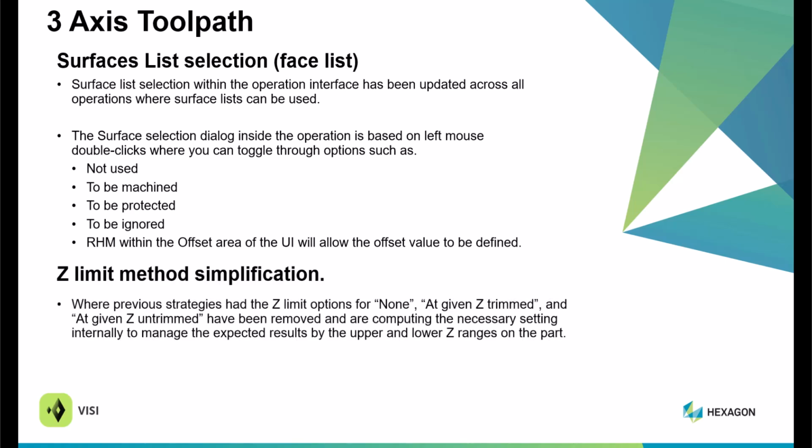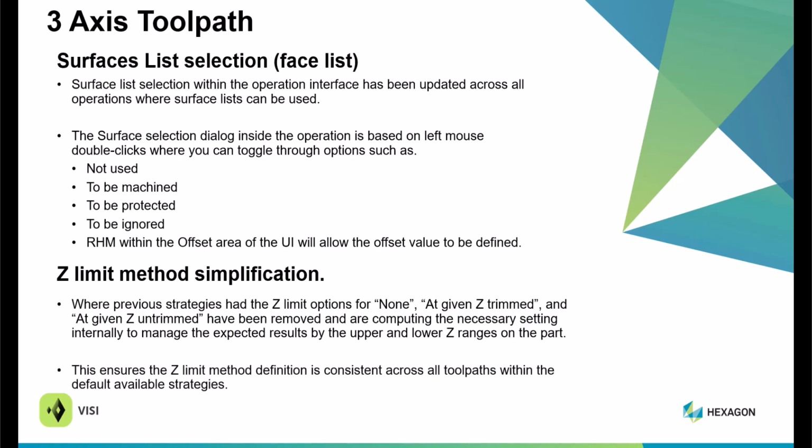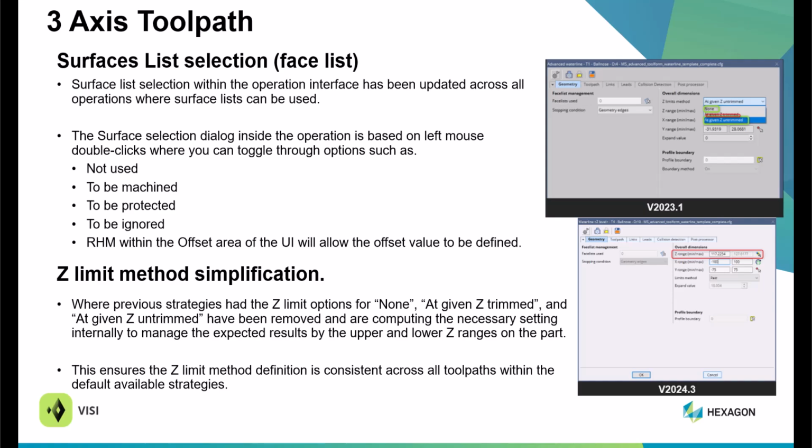And then you have Z-limit method simplification, where previous strategies had a Z-limit: none, at give and trim Z, at Z untrimmed. This has been removed, and these are computed in the background and not necessary as far as internal management. So the expected results are to be within the upper and lower Z ranges of the part. This ensures that Z-limit definition is consistent across all toolpaths and default strategies.